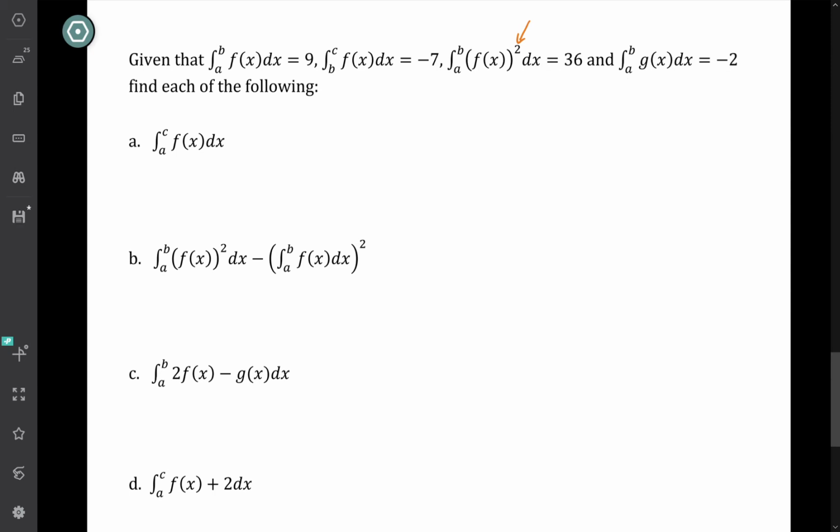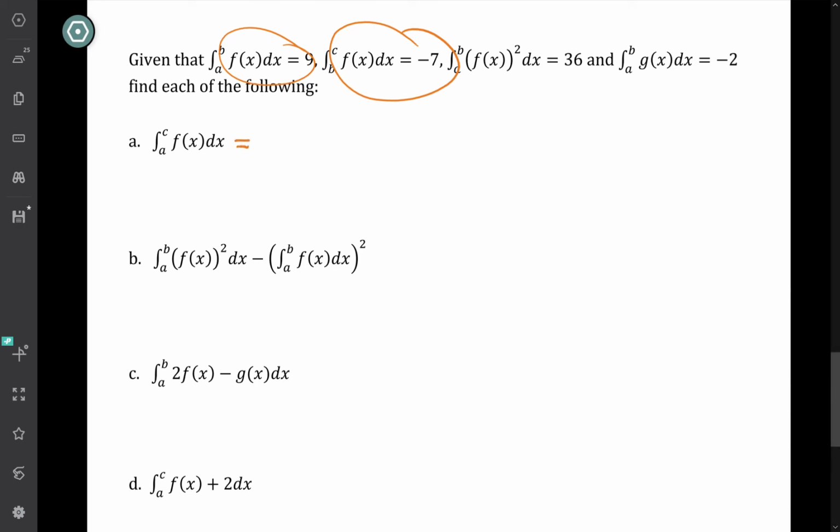Let's see, we are given the integral from a to b of f of x. We are given the integral from b to c of f of x. We are given the integral from a to b of f of x squared and the integral from a to b of g of x. Okay, so this first one is only asking about f of x, so I think those two that I circled are it. And a to b, b to c.